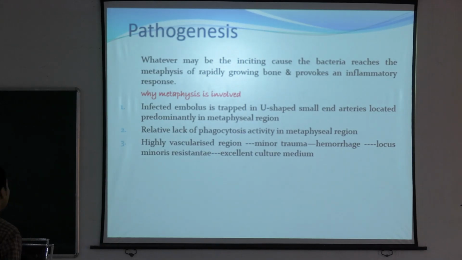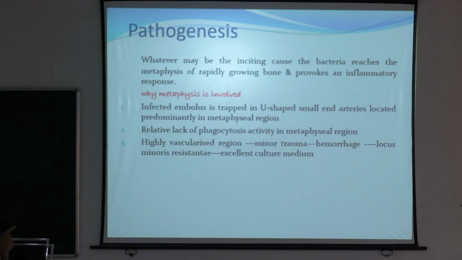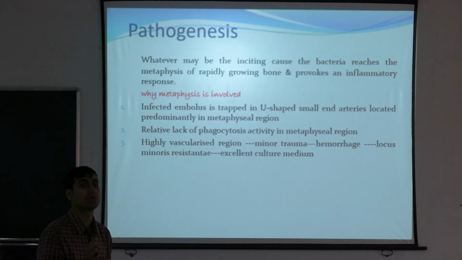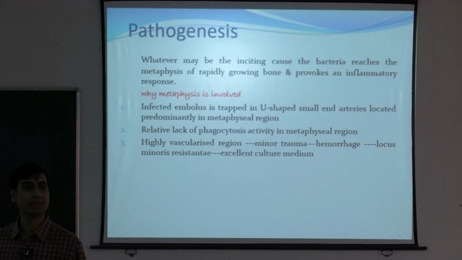So why is the metaphysis involved? This is another reason that they might ask you in the exam. So infected embolus trapped in U-shaped small end arteries, relative lack of phagocytosis in the metaphyseal area, highly vascularized region, minor trauma leads to hemorrhage, and there is increased resistance, and it acts as a very good culture medium for the bacteria to grow. So because they get everything, the blood supply is more, the blood supply is slow. So they are not washed away, they always remain there.